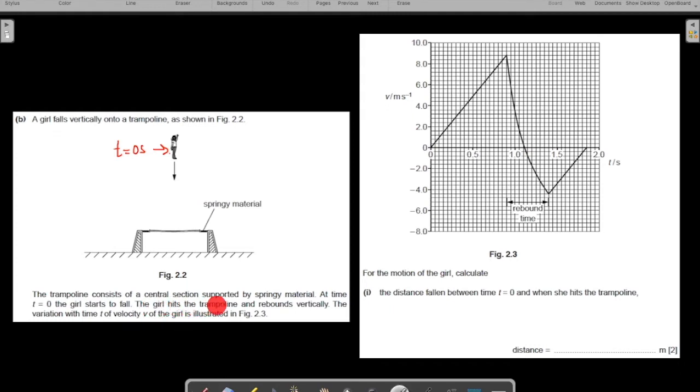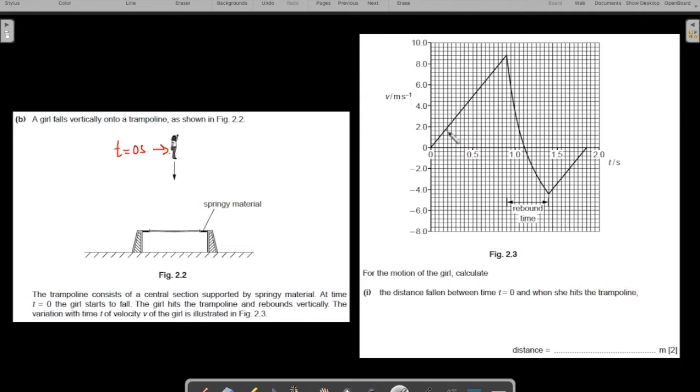The girl hits the trampoline and rebounds vertically. She hits the trampoline and she rebounds. Okay. The variation with the time t of the velocity v of the girl is shown in this figure. So you have a velocity time graph for the motion of this girl given to you. She falls, rebounds. The entire change of speed versus time is given here. For the motion of the girl, calculate the distance fallen between time t is equal to 0 and when she hits the trampoline.